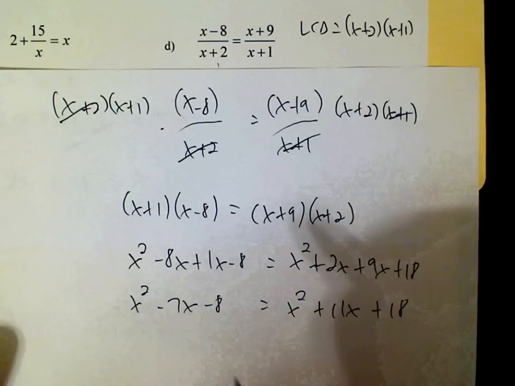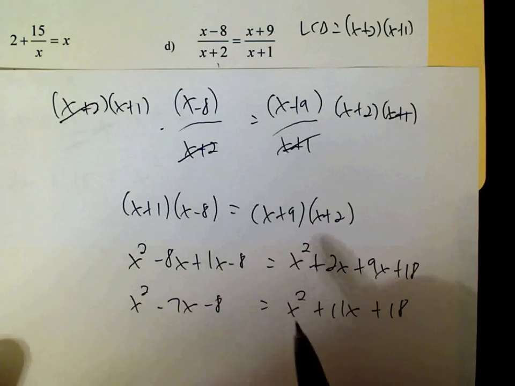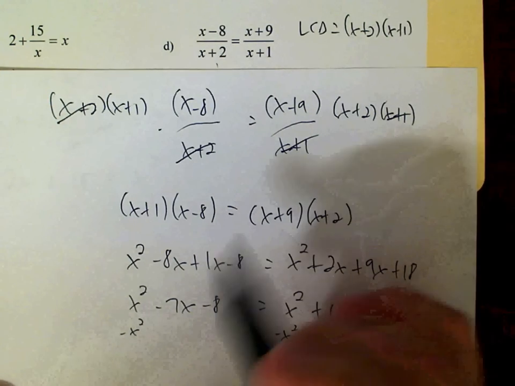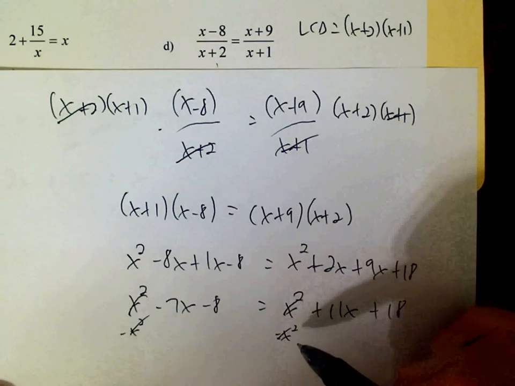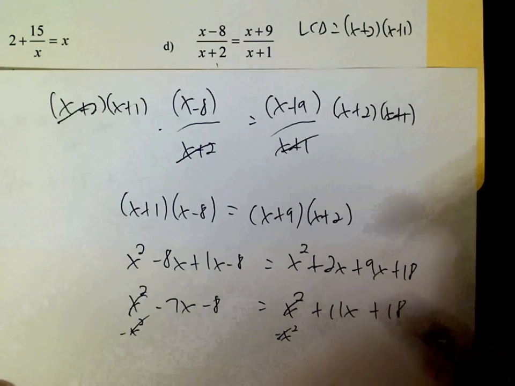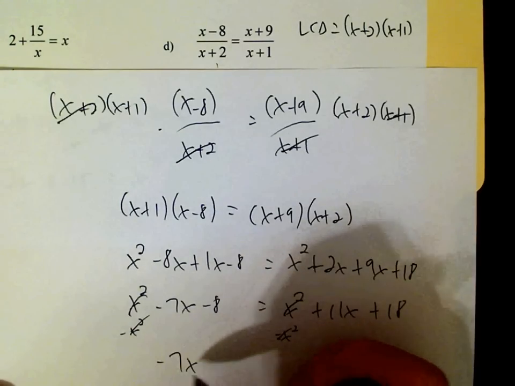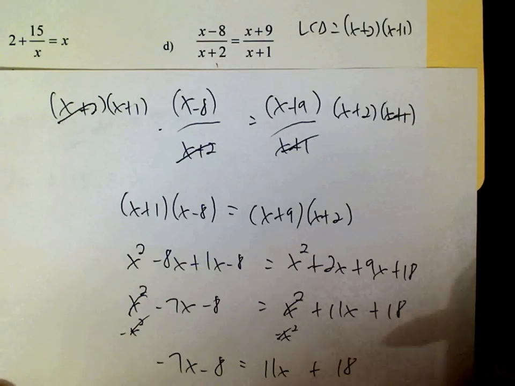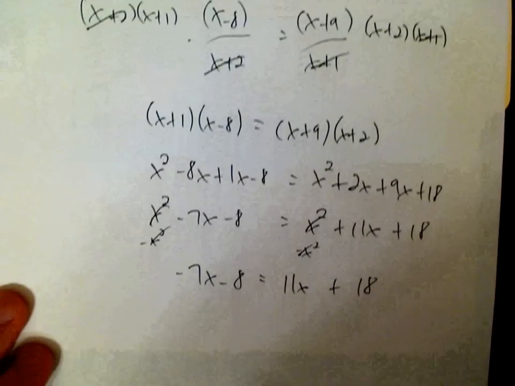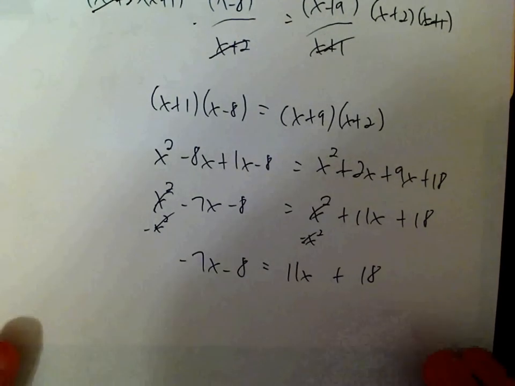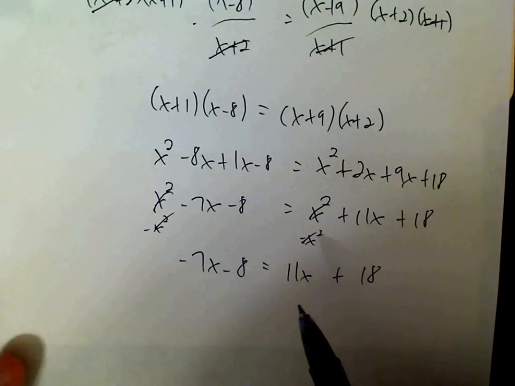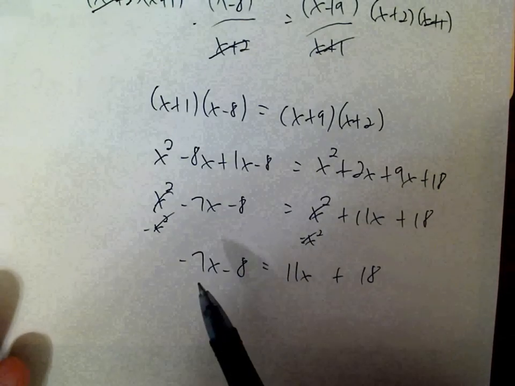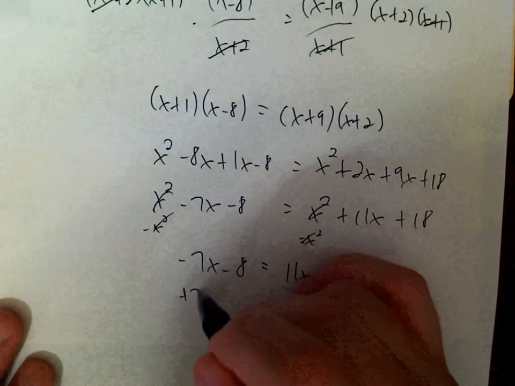But notice we have x squares. We need the x squares on the same side, so subtract those off. And you'll notice x squared minus x squared is 0, which means they're gone, which is always good. So now we have negative 7x minus 8 equals 11x plus 18. The reason why it's good is we now have a linear equation to solve and not a quadratic, which would require factoring. This one doesn't. So let's solve these like I normally do, or like you normally do. I always start with the x terms, and I always start with the smaller one, which in this case is negative 7x. I'm going to add 7x to both sides.